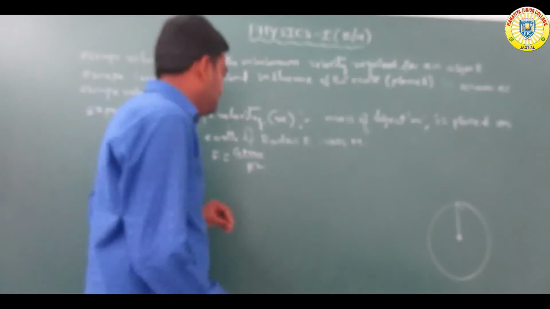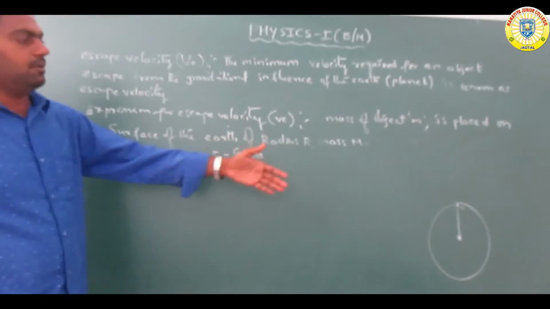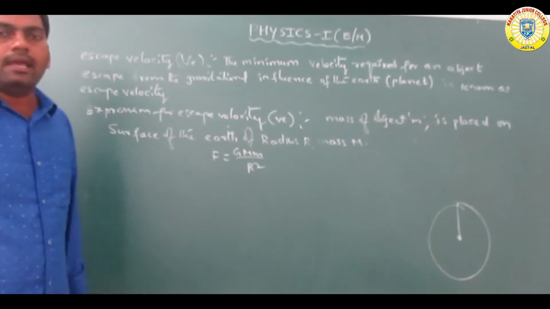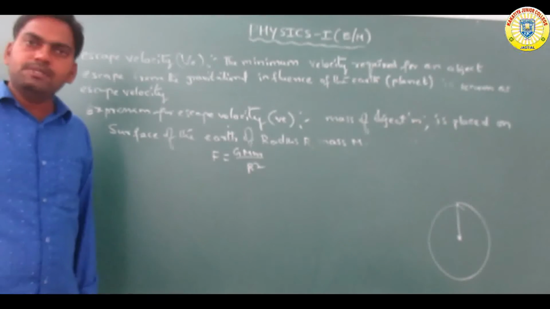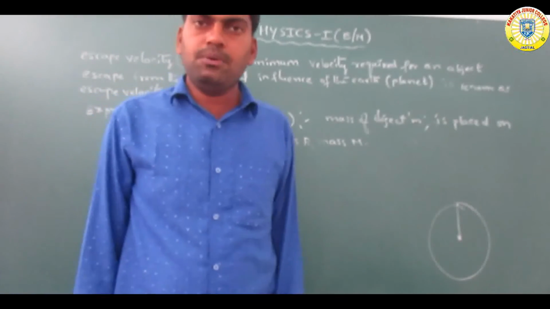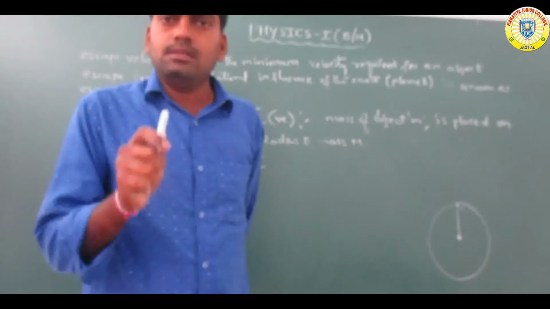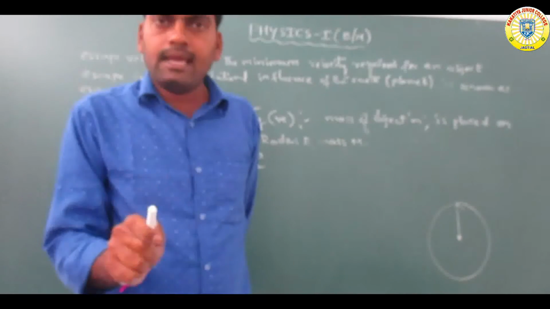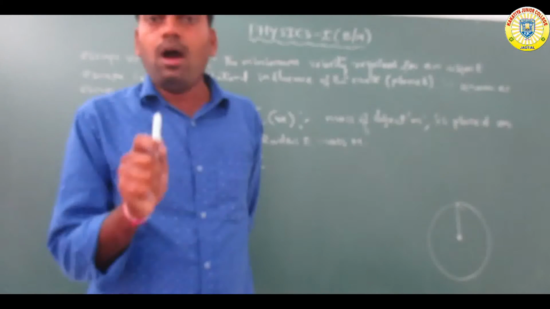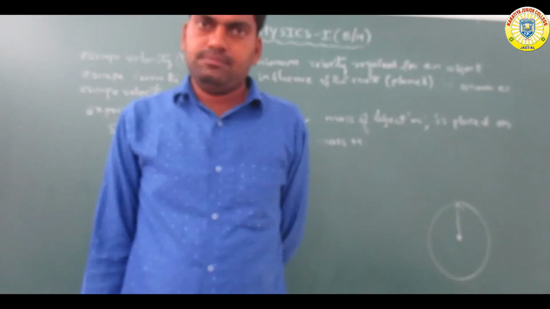Here the object is brought from infinity to the surface of the Earth. The small work done W is F into S. Now we consider the object brought from the center of the Earth to the surface of the Earth.